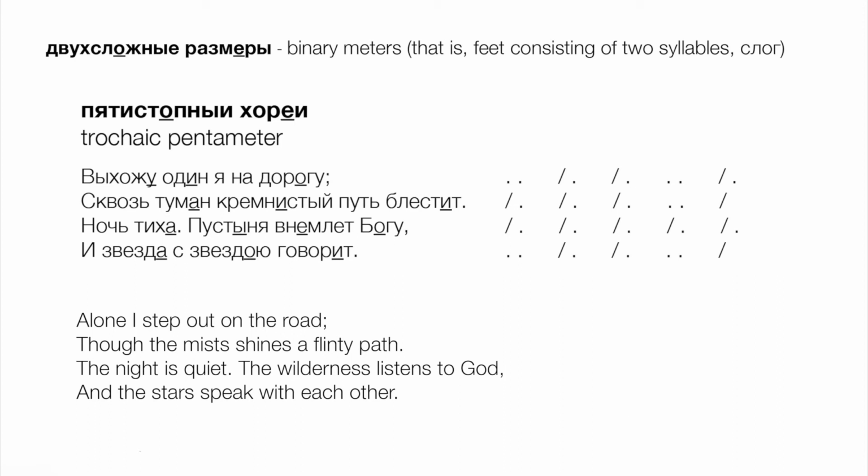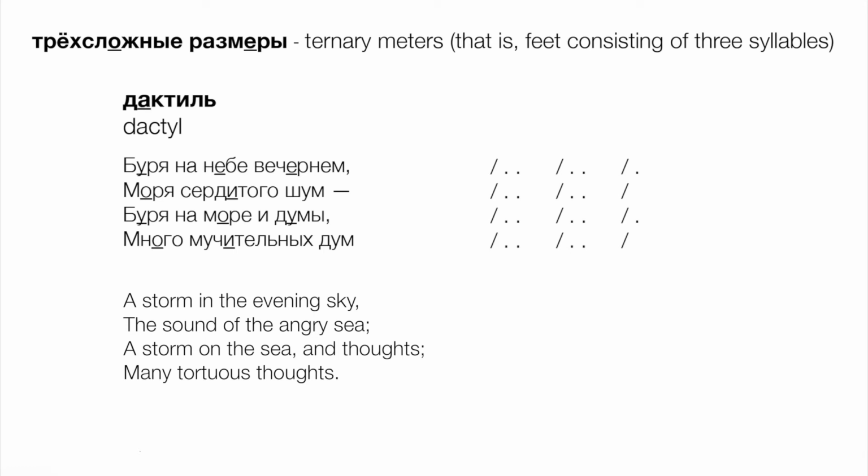Okay, so let's go now to the ternary meters, right? So we've covered now the binary meters, right? Feet consisting of 2 syllables. Now we have meters consisting of feet with 3 syllables, ternary. Трехсложные размеры. The first 3-syllable foot is a dactyl, right? Dactylic verse. And again, we could count the number of feet here, but I'm not going to give a lot of examples here. I'm just going to give you one example each of each kind of ternary foot, right? The first one is dactyl, right? This is a poem from Fet, right?